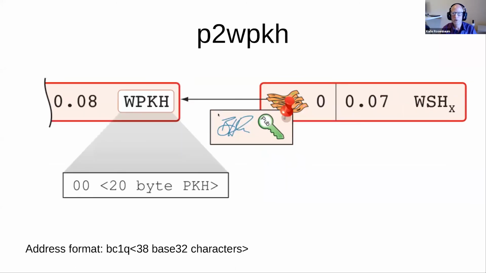And then you have pay to witness public key hash, which is an output consisting only of a 0 byte followed by a 20 byte witness program. And this witness program is a public key hash. That's verified against this signature here and this public key. These addresses look like BC1Q followed by exactly 38 base 32 characters.